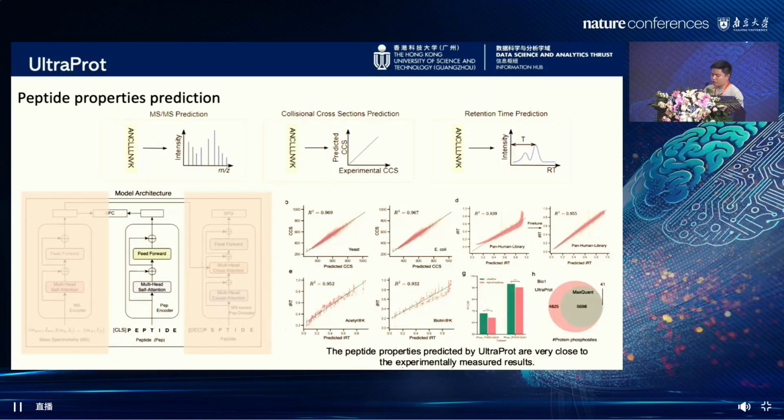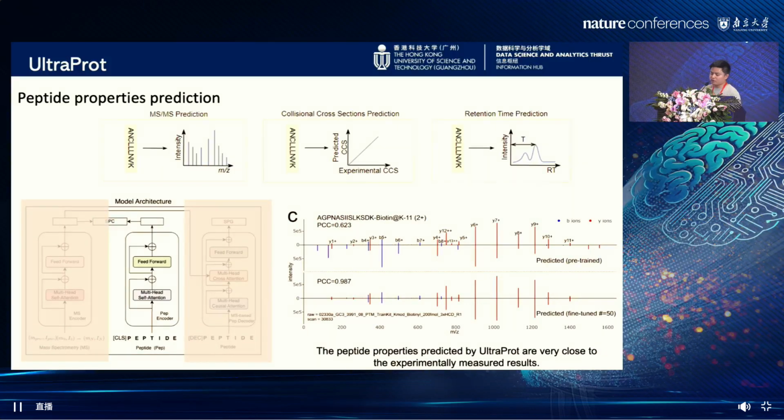Our UltraProt model can perform well in the downstream task of peptide properties prediction, including the retention time, collision cross-section prediction, and also the spectrum prediction, which can help us to identify more peptides in the traditional database search paradigm. It can also predict the theoretical spectrum accurately, as can be observed. The peptide properties predicted by our UltraProt model are very close to the experimentally measured results, which can enhance the database search in the target case.